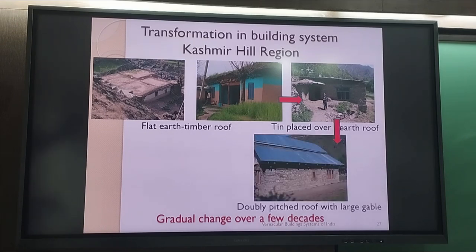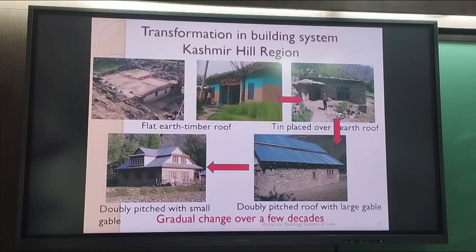So then later on, you basically got two-sided, doubly pitched tin roof houses. And then people wanted to become more fancy. So you started getting something like this. Right? And the local carpenters are really fantastic and they can do these things. But these changes have taken place over a few decades.